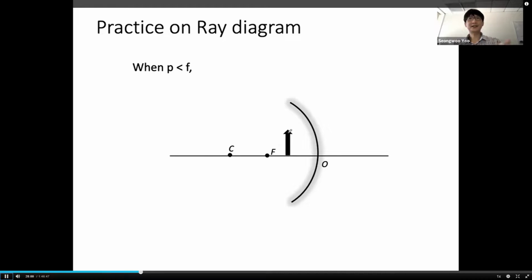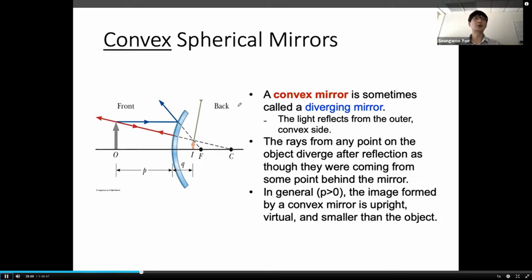Well, we just practiced this. With this condition, the object generates the image behind the mirror, which is a virtual image. I also showed that with this convex mirror, we can generate the virtual image behind the mirror, and this image is minified.